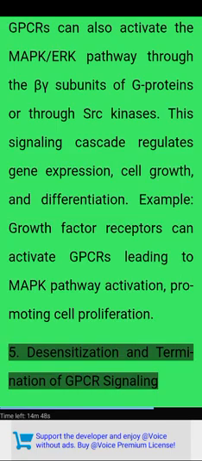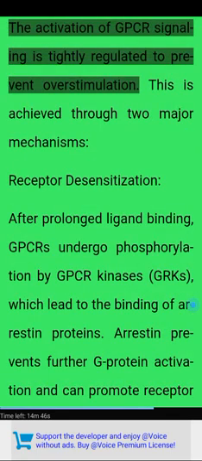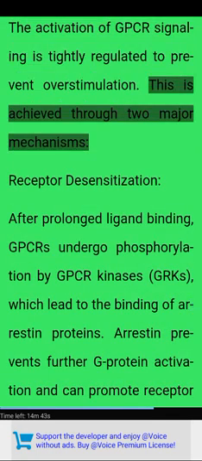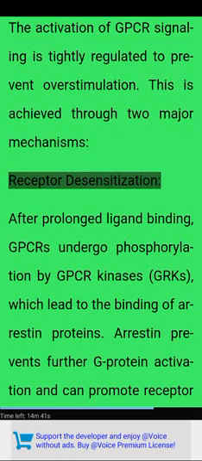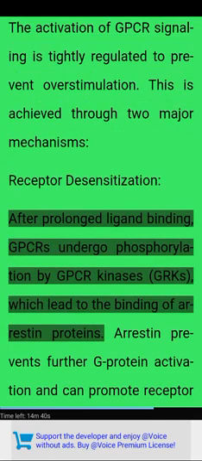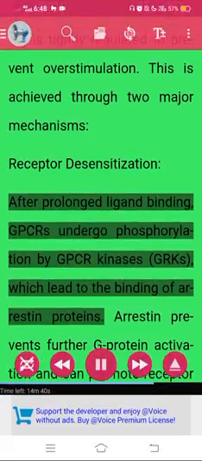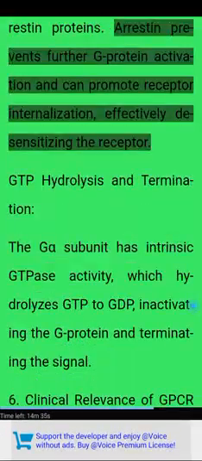5. Desensitization and termination of GPCR signaling. The activation of GPCR signaling is tightly regulated to prevent overstimulation. This is achieved through 2 major mechanisms. Receptor desensitization: after prolonged ligand binding, GPCRs undergo phosphorylation by GPCR kinases, GRKs, which leads to the binding of arrestin proteins. Arrestin prevents further G protein activation and can promote receptor internalization, effectively desensitizing the receptor.